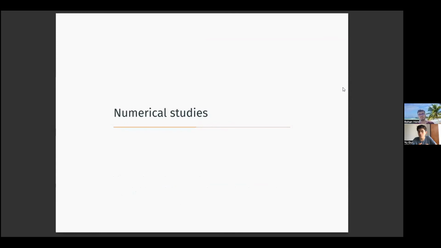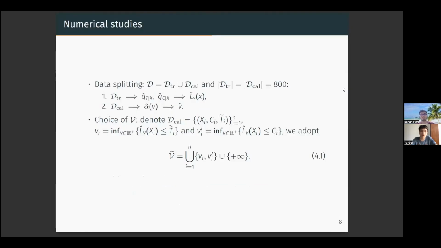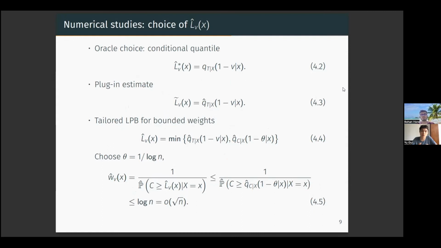So in numerical studies, we adopt the data splitting approach, and the candidate set, capital V, is chosen by the knots at which the indicators in the weighted estimate change signs. And for the choice of L hat of V, the oracle choice is the true conditional quantile. We can also use a plug-in estimate, but as mentioned in the theorem, a bounded weight is preferred. So we set L hat of V as the minimum of the two quantiles, such that the plug-in weight is upper bounded by log n.